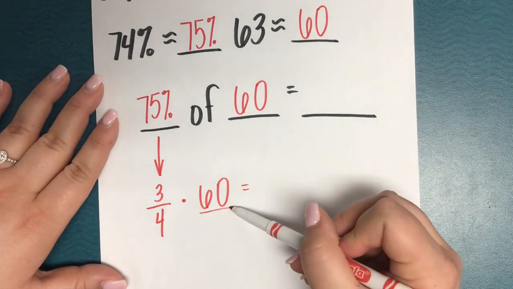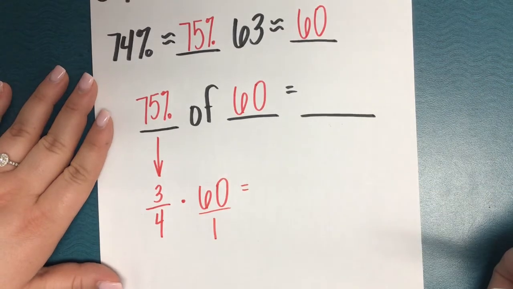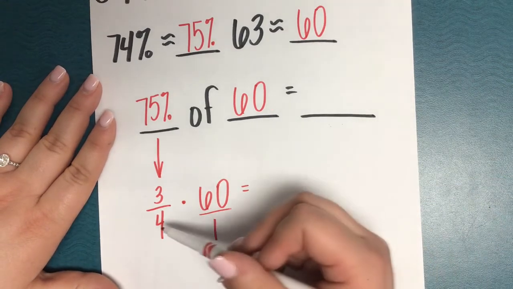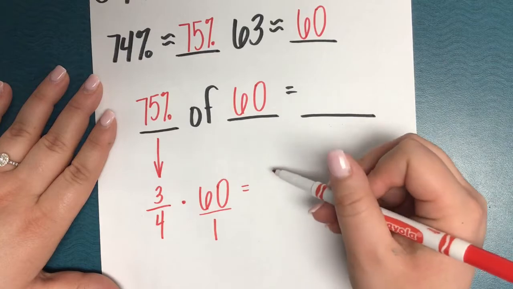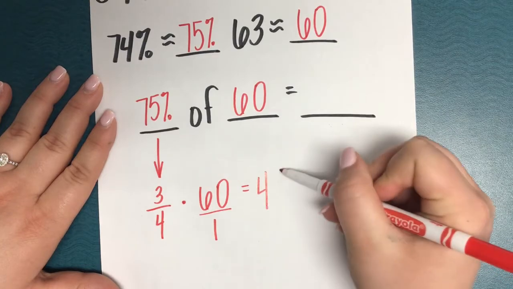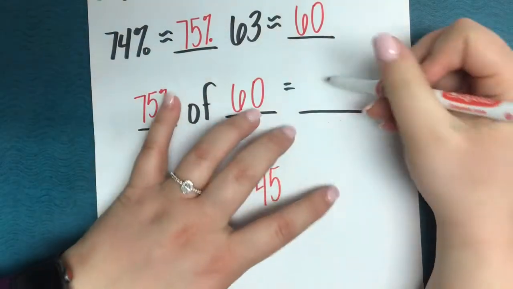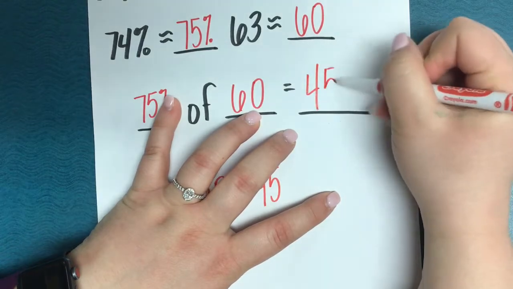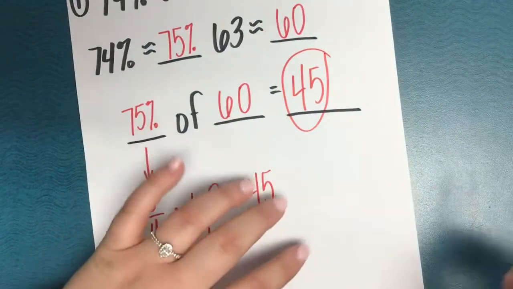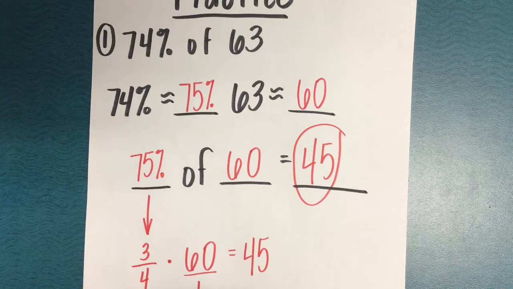And remember that this is 60 over 1. Okay, and so 3/4 times 60 is 45. So the answer to this problem, my estimation, is 45. So there is a quick example for you sixth graders.